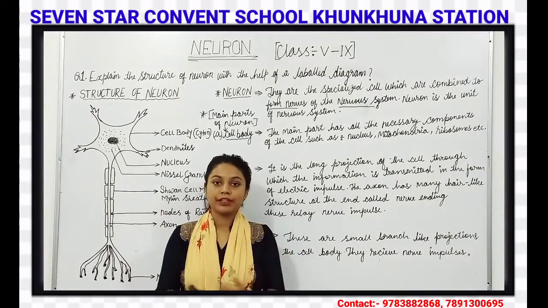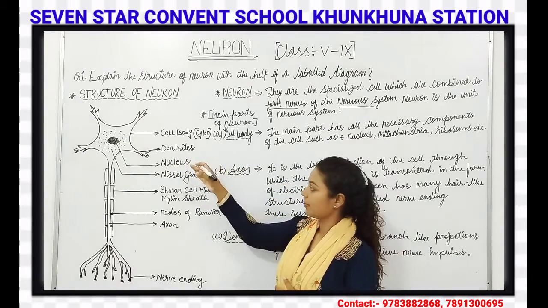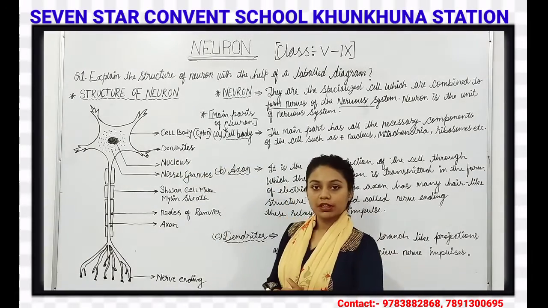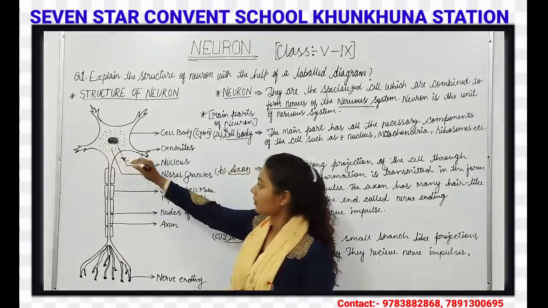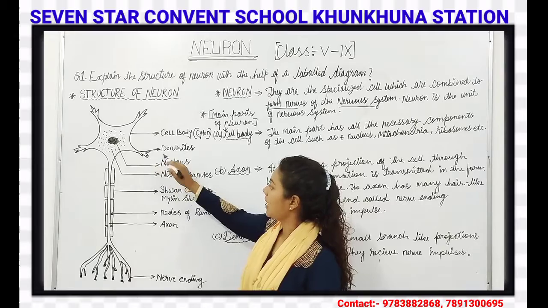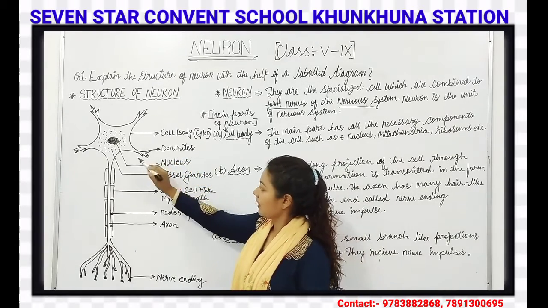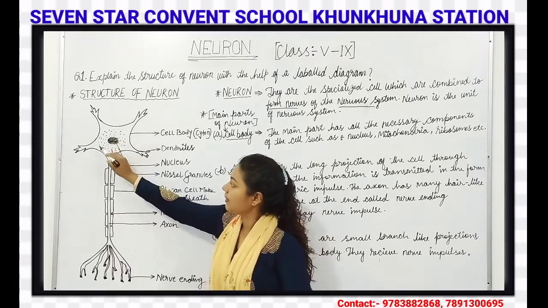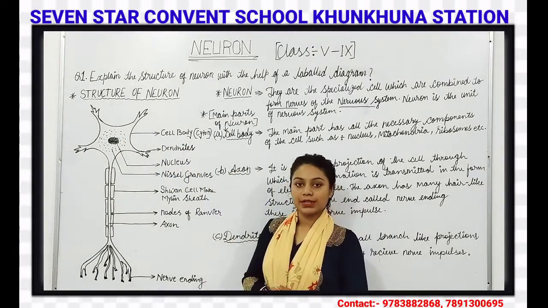Next we will see the structure. You can see the small thread-like structures here. They are called the dendrites. And this part is called the cell body. It is also called cytosol.